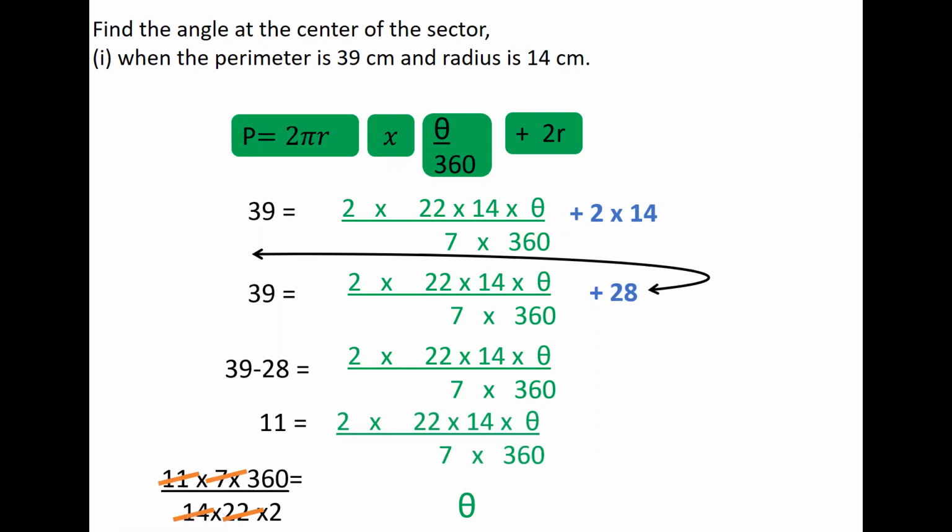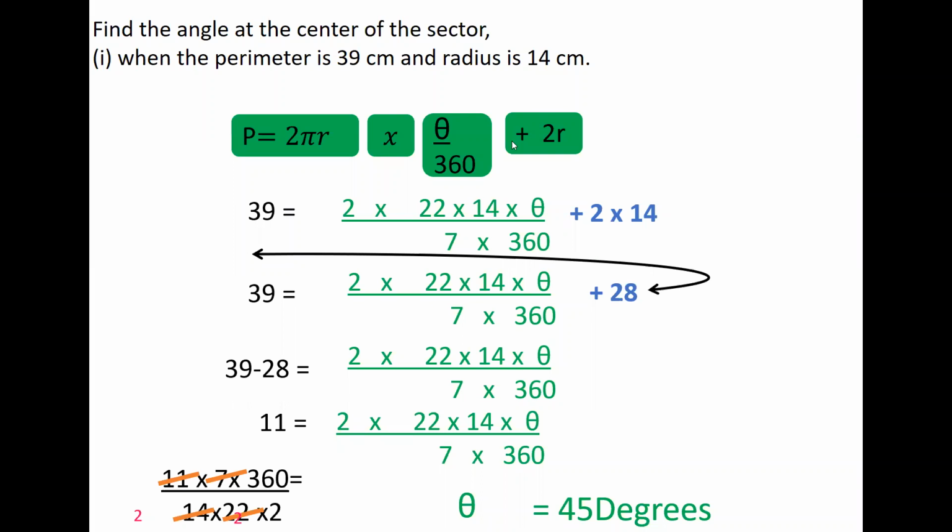What is at the bottom comes up, right? Because you are moving to the other side, and whatever is on top will go down. So 2 into 2 in 22 into 14 and all. The theta answer is 45 degrees. Good.